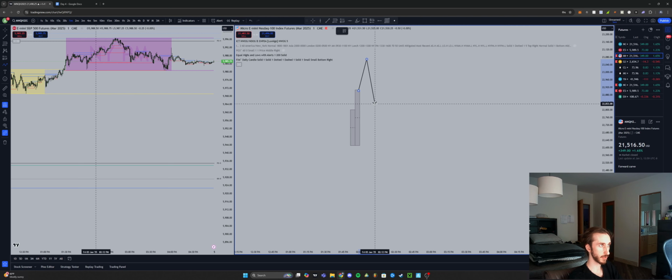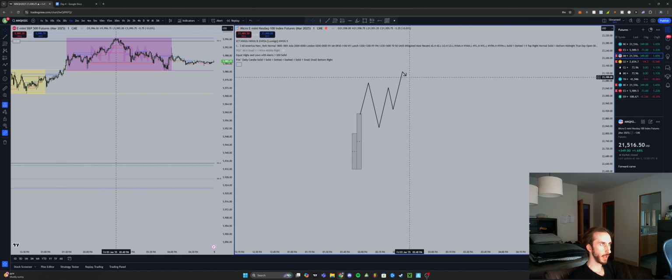A lot of the times it won't tap the bodies. Sometimes it will. It just depends on the type of structure that you're looking at. But most of the time it will tap the general area of that order block if it is valid, and then we'll continue on the uptrend, right? So that is basically the bullish order block.